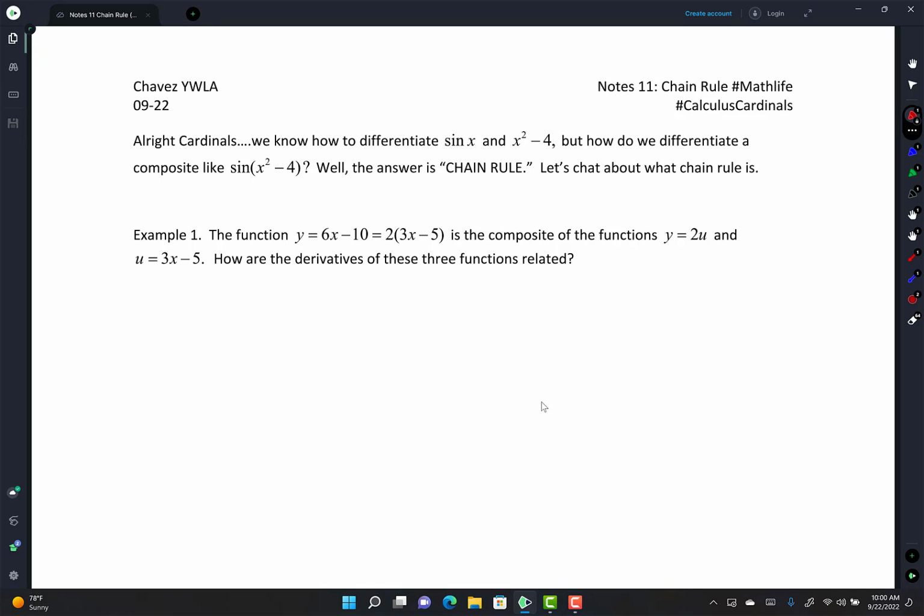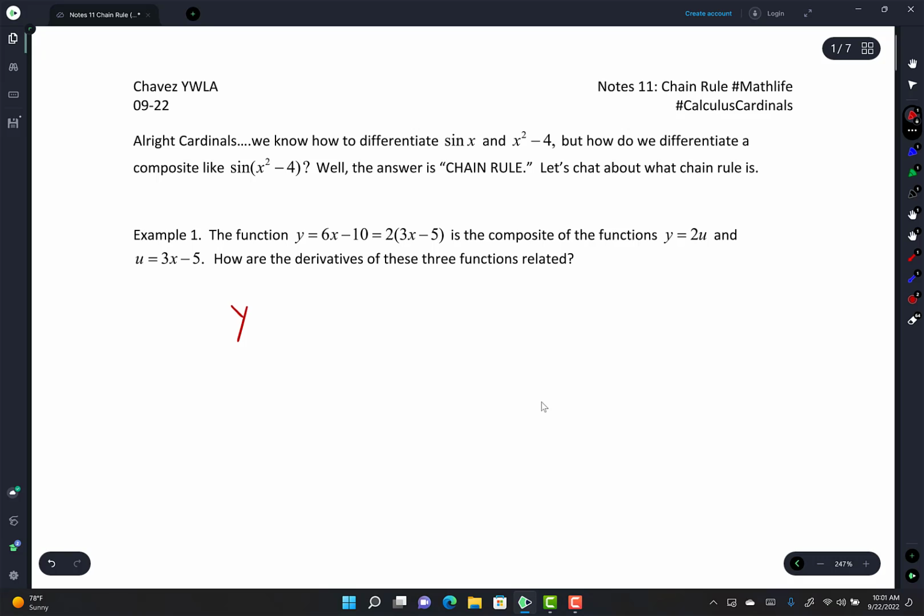So example 1, and we'll go real slow. You ready? It says the function y equals 6x minus 10 equals 2 times 3x minus 5. So this is like saying I can write this as a composite function. It's the composition of the function y equals 2u and u equals 3x minus 5. And you guys can see that u is that 3x minus 5. How are the derivatives of these three functions related? Well, if I take the derivative of 6x minus 10, it better be the same thing as me taking the derivative of this guy. So it better, right? That's what I was trying to show in the beginning here.